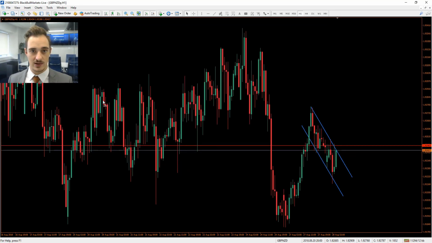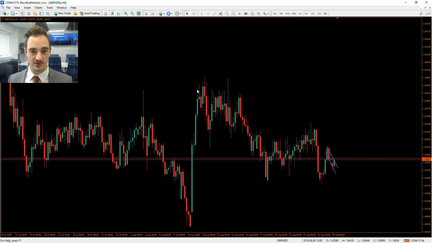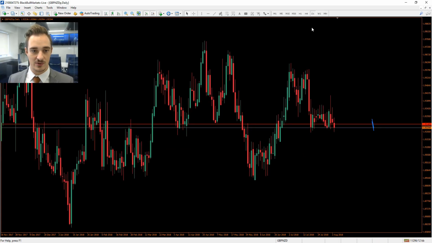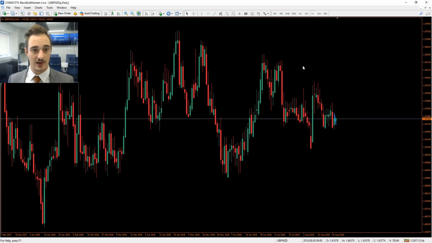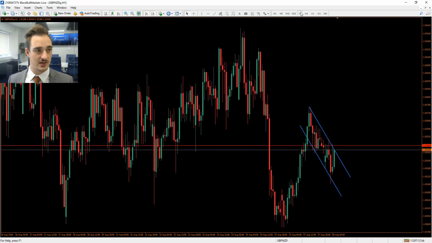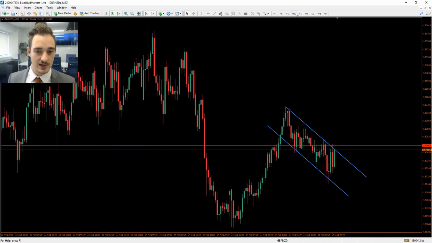Just make sure you are aware of, let's call it, the surroundings of the market. So always be aware of what's going on the larger time frames as well. So this was the pound Kiwi on the 30-minute or the 1-hour bar chart, whichever one you prefer.